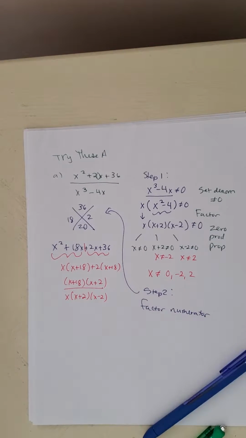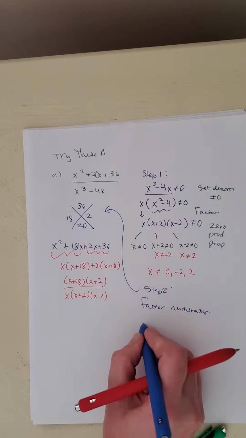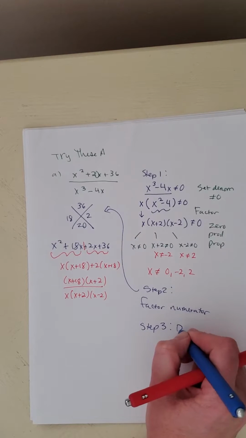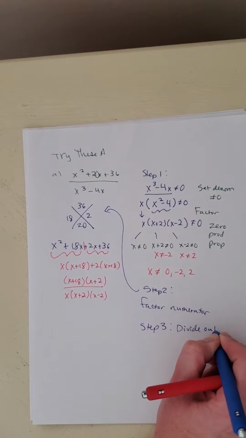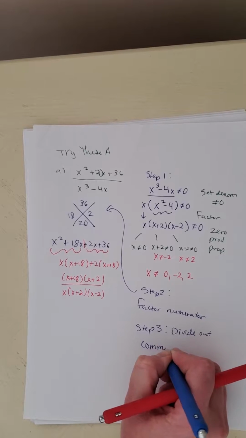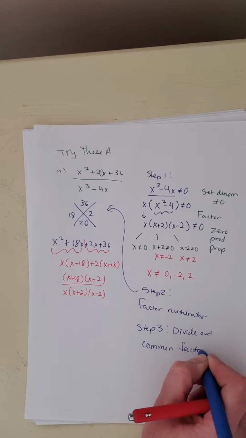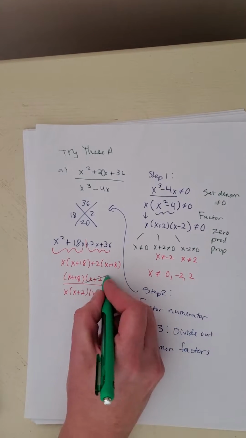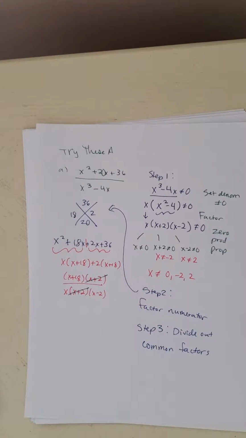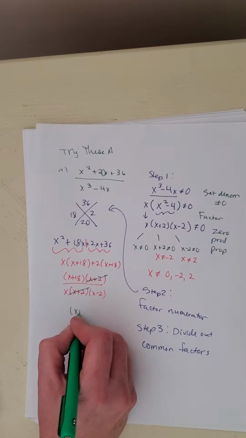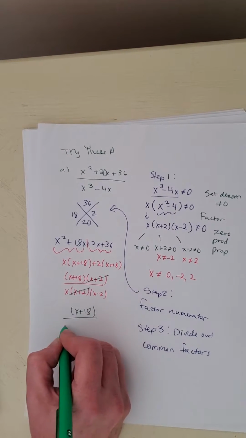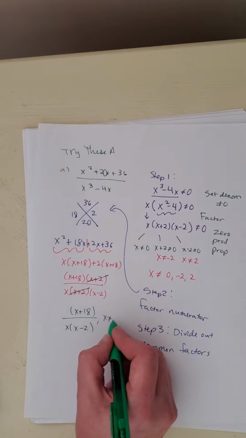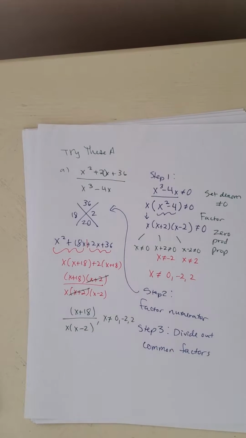And then step 3 is to divide out common factors. And so common factors in this case would be, we have in the numerator an x plus 2 and in the denominator an x plus 2. And so that leaves me with x plus 18 over x times x minus 2. And x cannot equal 0, -2, or 2.